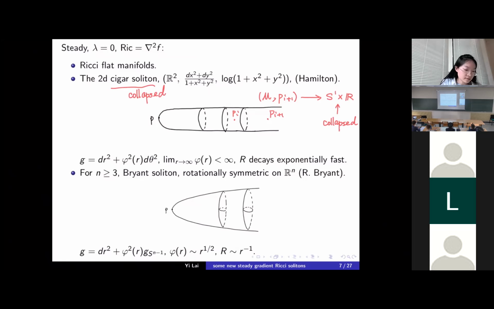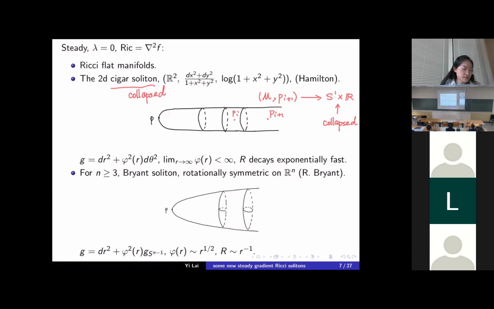Okay. And then another thing about the cigar soliton that is important is that it can be written down as a warped product metric since it's rotationally symmetric, and this warping function is finite, and it has a finite limit as r goes to infinity. And the scalar curvature decays exponentially fast. The decay rate is uniquely determined by the scalar curvature at the tip.